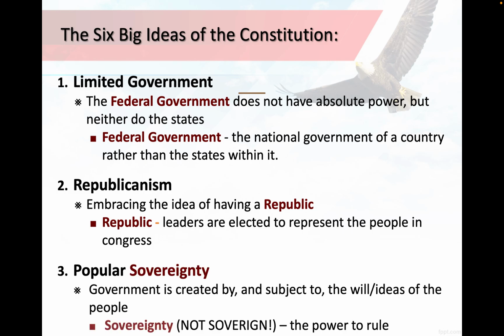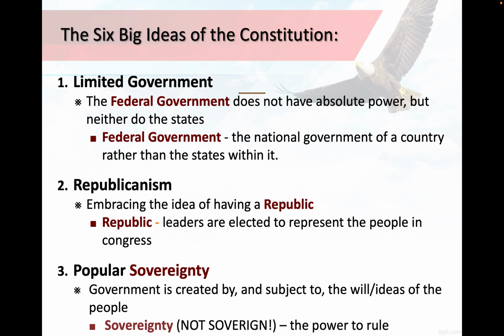The third one, which to me might be the most important, is popular sovereignty. So sovereignty, which is not the vocab word you just learned, sovereign, means the power to rule, whereas sovereign means one's rule over themselves. So they are connected words, but we use them differently. In this case, popular, meaning the people, and sovereignty, the power to rule, means that the people are the ones in charge of the government.